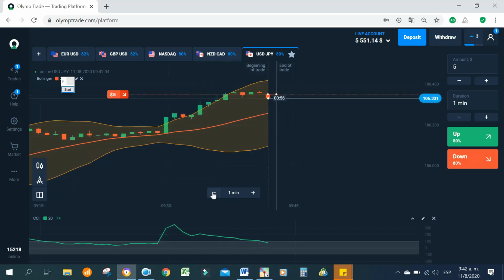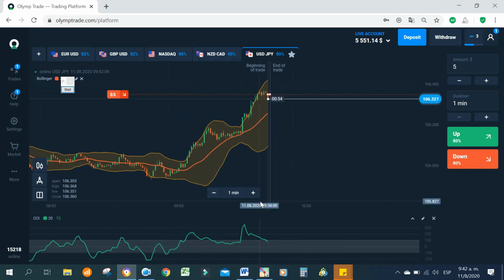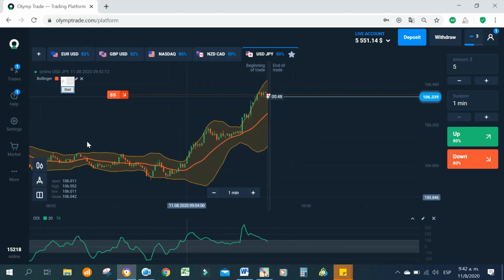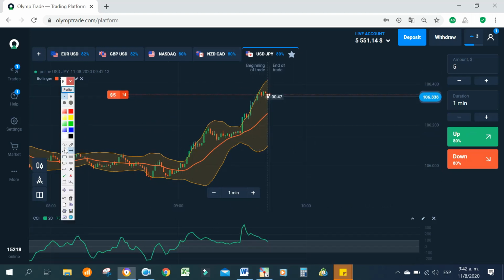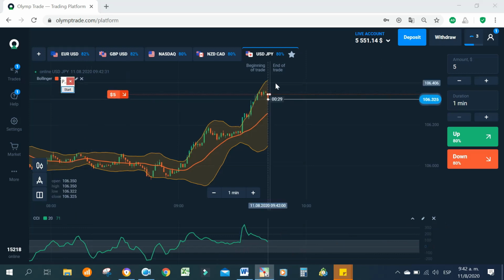I think it's a good entry because of the divergence, but it's also in the overbought zone. It was also very overbought, as you can see here. It went to 300% from the 0 point, which was this. So I think it's very overbought. It's making a reversal.